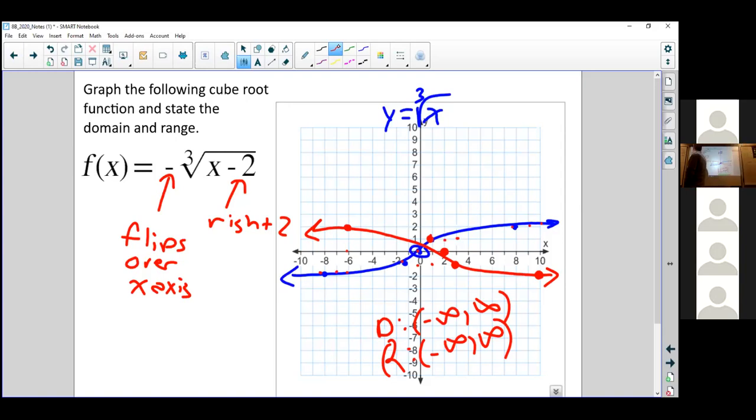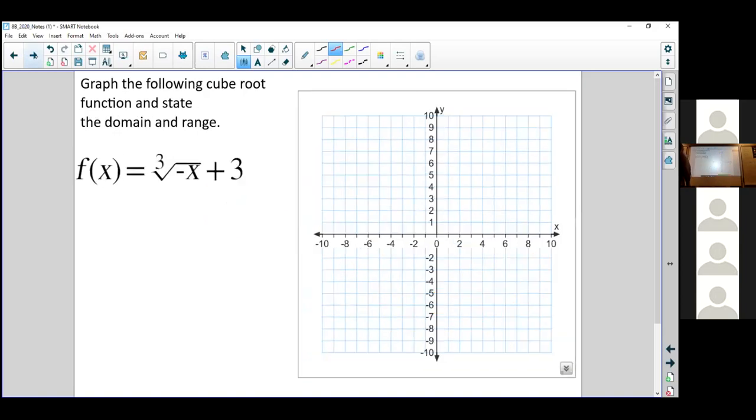Okay. All right, graph the following. Okay, so let's graph our parent function like we've been doing. Third root of x.